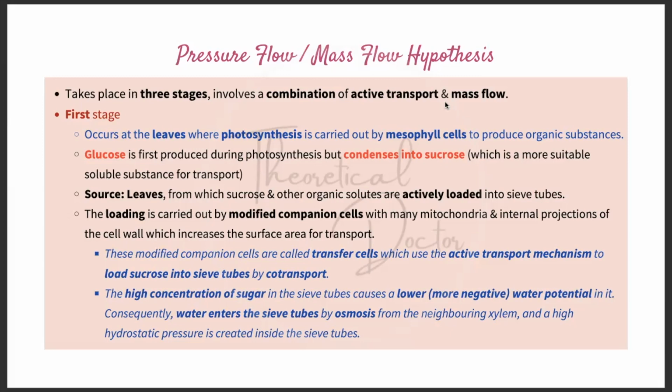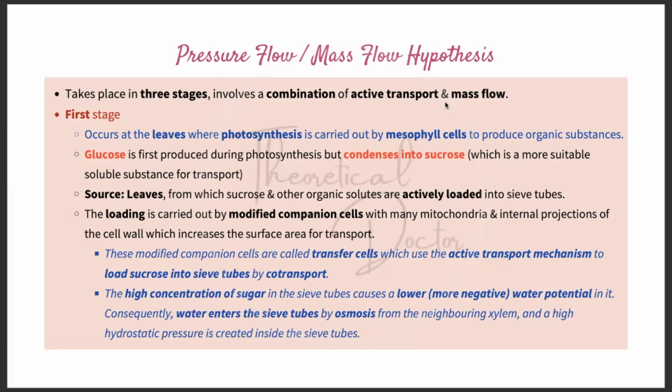Organic solutes are actively loaded into the sieve tubes, and it's carried out by the modified companion cells. The modified companion cells have many mitochondria and internal projections of the cell wall, which increases the surface area for transport. So these modified companion cells are called transfer cells. They use an active transport mechanism to load sucrose into sieve tubes by co-transport.